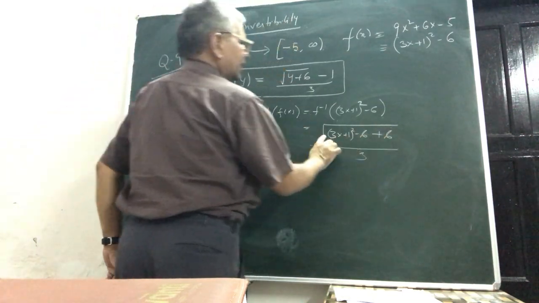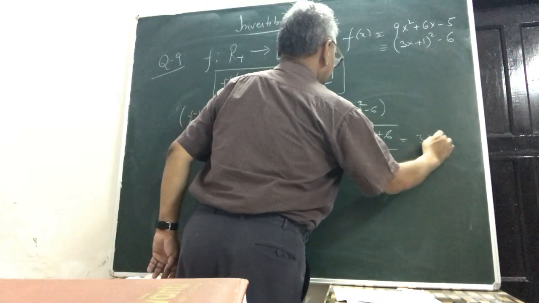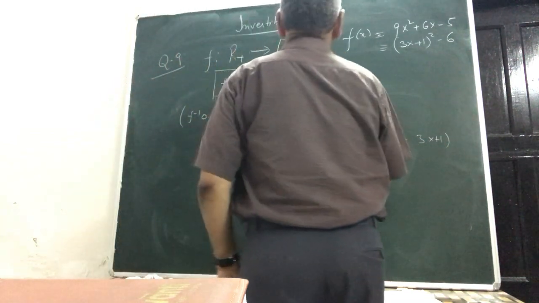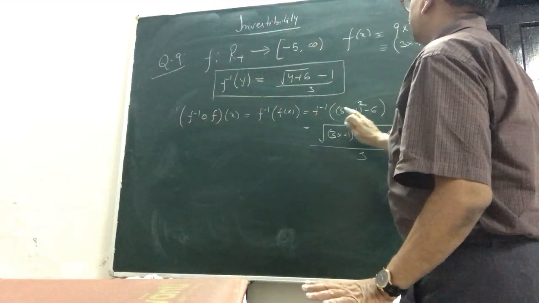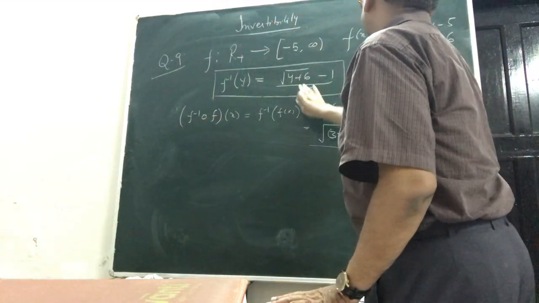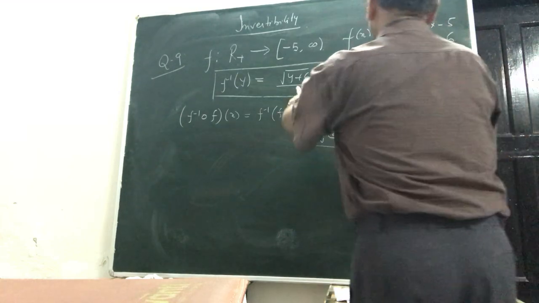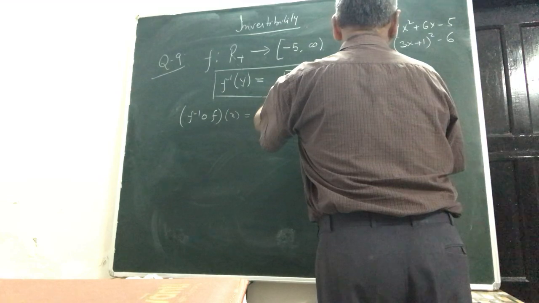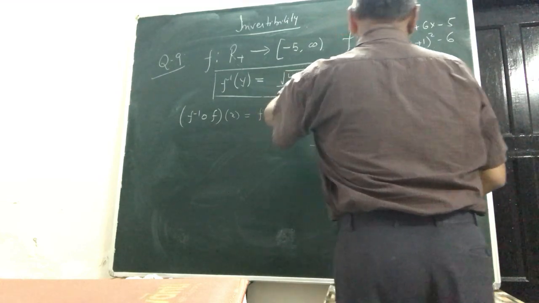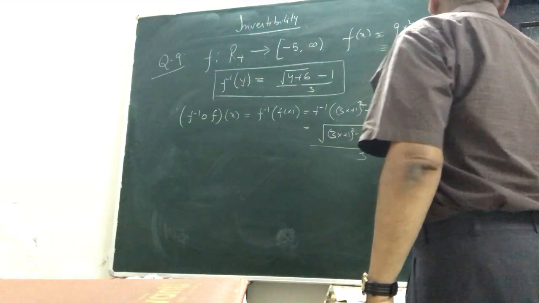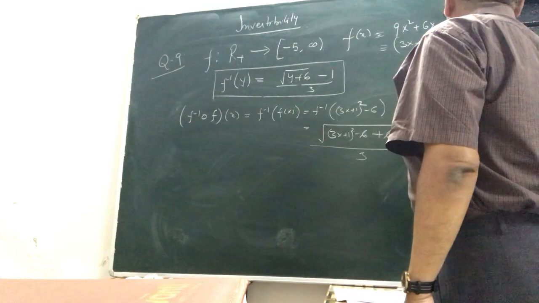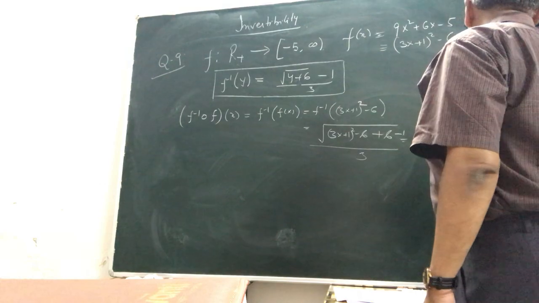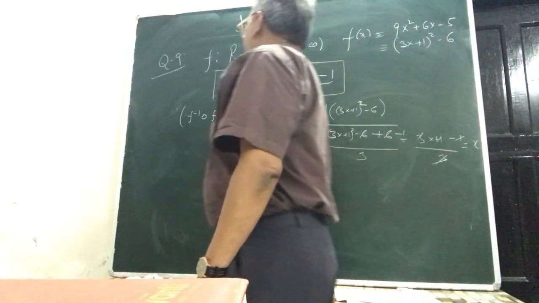So 6 goes. Under root, 3x plus 1 is what? (3x plus 1) whole square. And see, minus 1 also here. Under root y plus 6, and in place of y plus 6, I have written this thing. Plus 6 and then minus 1 also. So it will be (3x plus 1 minus 1) upon 3. So 1 goes, 3x, 3 cancels and you will get x. So this is nothing but Ix.